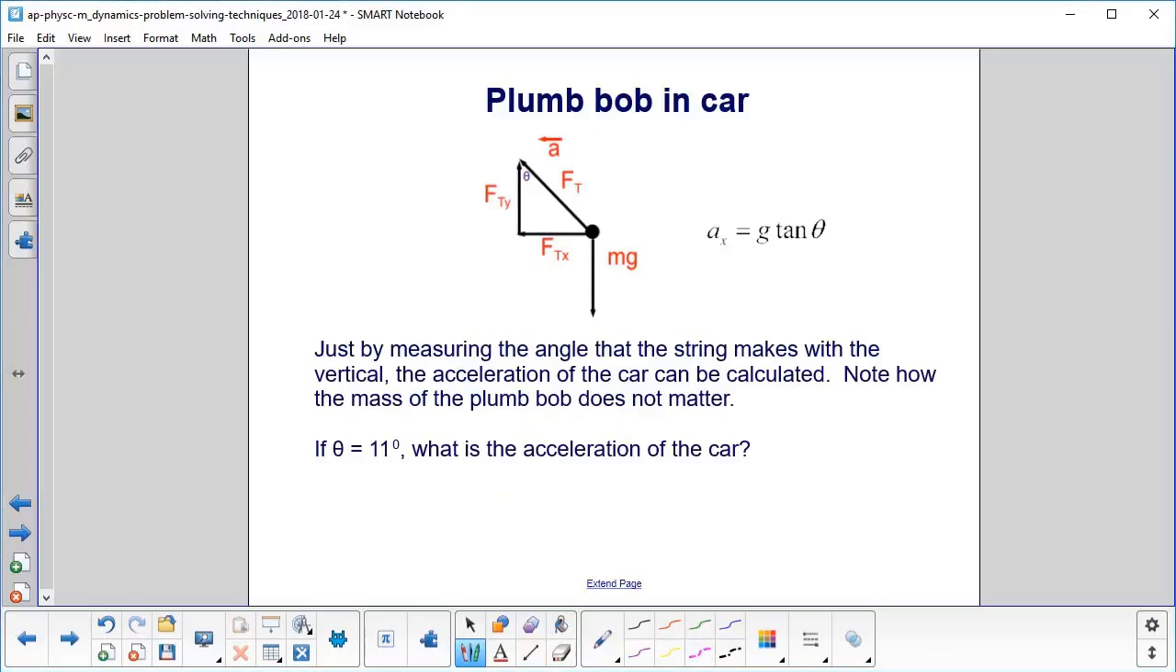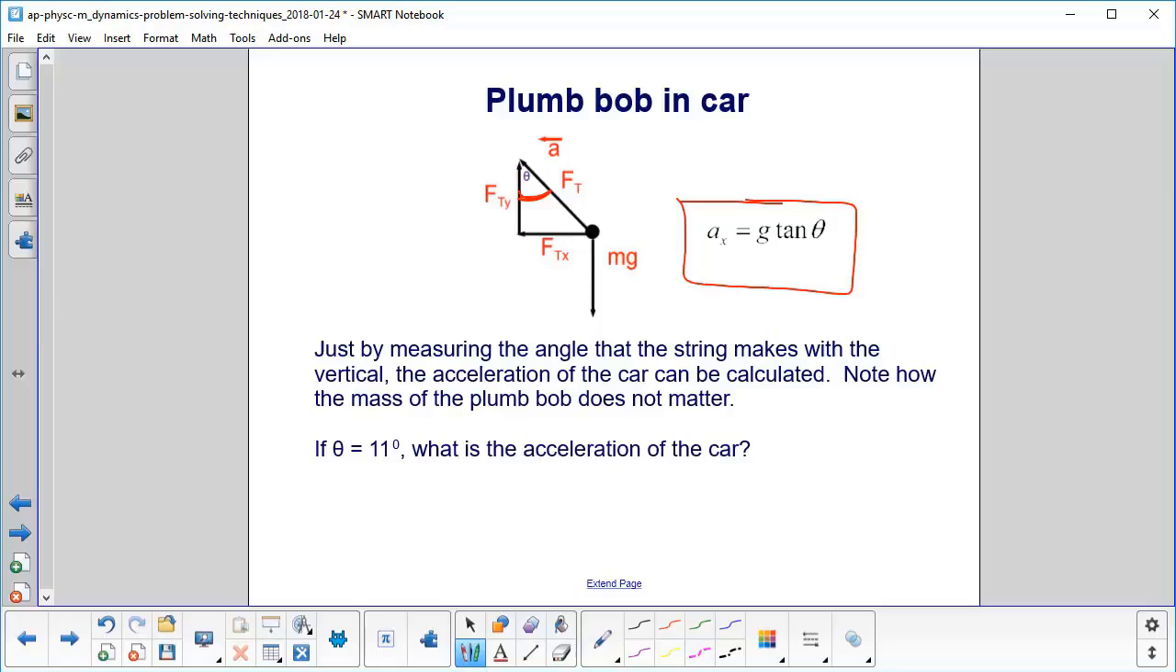As promised earlier, we're going to find the acceleration of the car without any gauges. All we have to do is measure this angle, and of course the driver is not going to do that. The driver will be safely operating the vehicle and a passenger will be doing this, and we can calculate its acceleration. Note how there's no mass in there, so the mass of the bob does not matter.